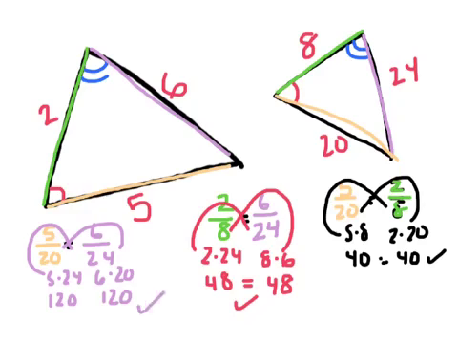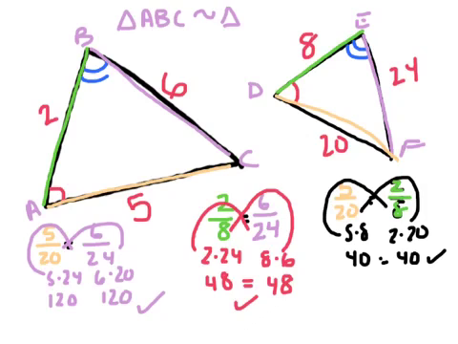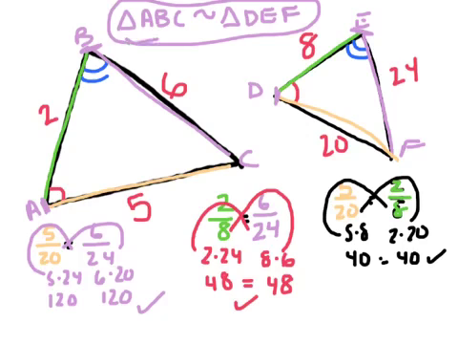These are proportional. So I could say if this is A, B, C, and this is D, E, F, I could say triangle ABC is going to be similar to triangle. I need to make sure I match up the corresponding points, the corresponding angles. So it's going to be D, B is here, so E is here. So triangle DEF. This would be the statement that they are similar.